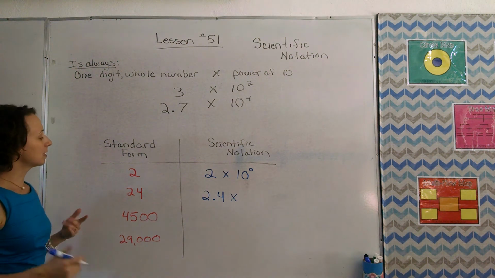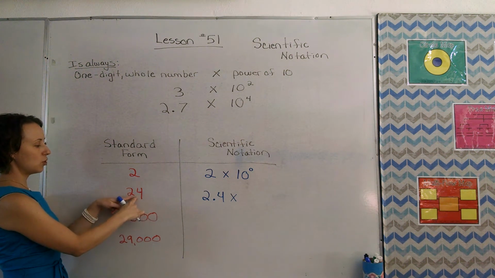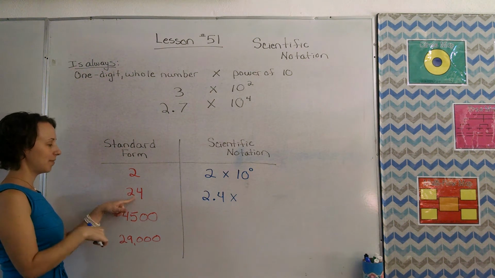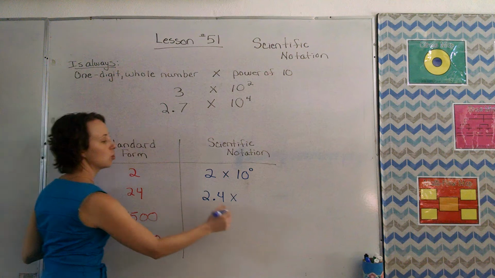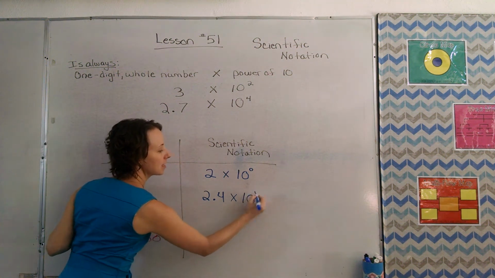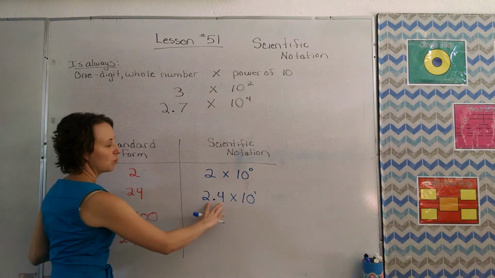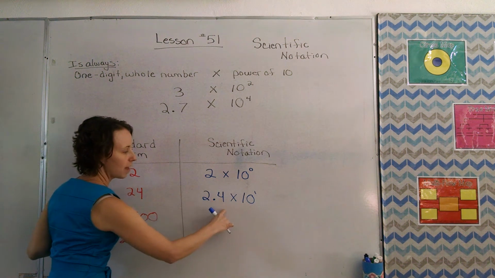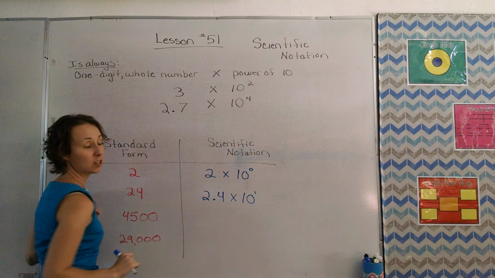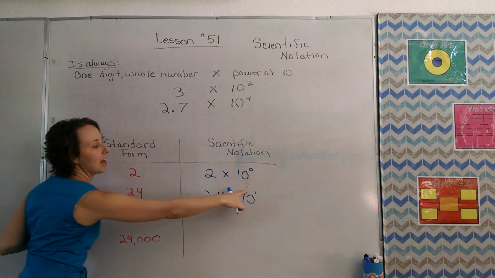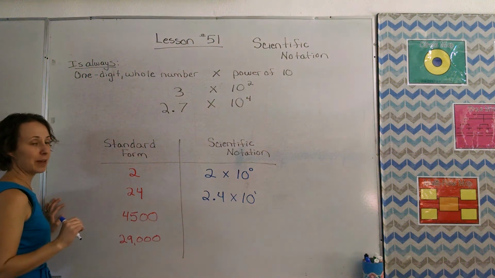Here's the easy way to do this. However many places you moved your decimal point is the power of 10 you want. So for example, 24 is 2.4 times 10 to the first. 10 to the first is 10, and 2.4 times 10 would just move that decimal point right back to make it 24. So however many you move your decimal point, that's how many you want the exponent to be.